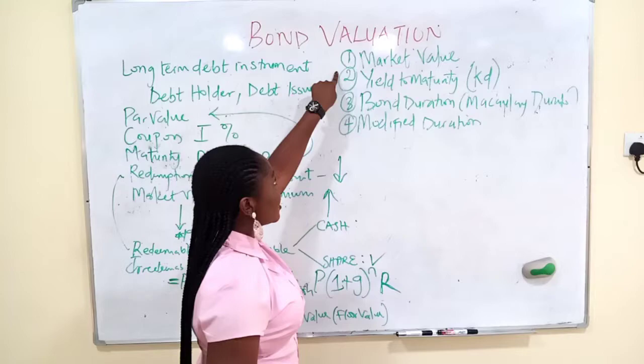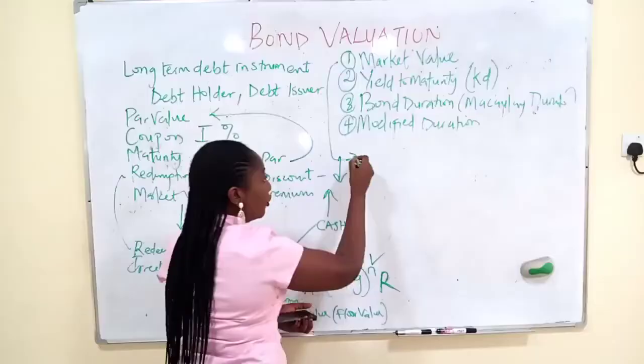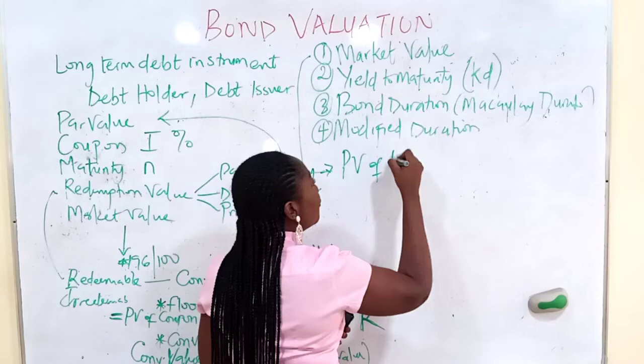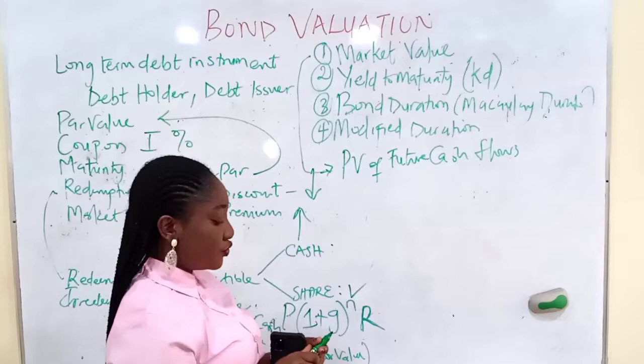So what is the market value of a bond? Just like I've told you, it is what the bond is trading at, the price at which they are actually buying and selling it in the market. So to calculate the market value of a bond, the formula is the present value of future cash flows. That's all. Present value of future cash flows.